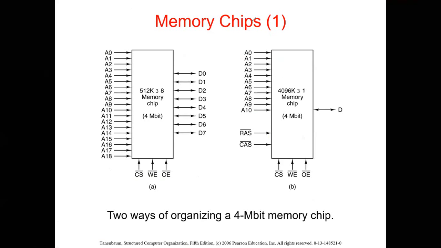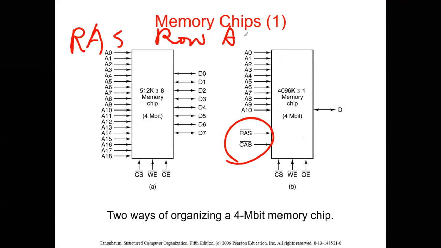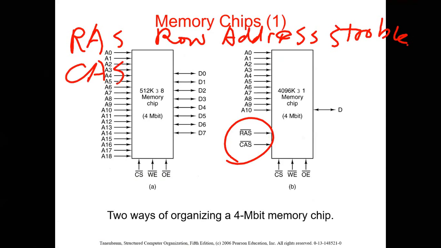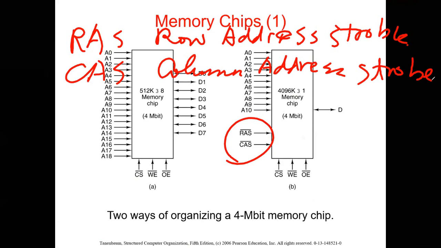That's because it has the row address strobe and column address strobe. So this one, RAS, is called row address strobe, and this one, CAS, is called column address strobe. What's that?